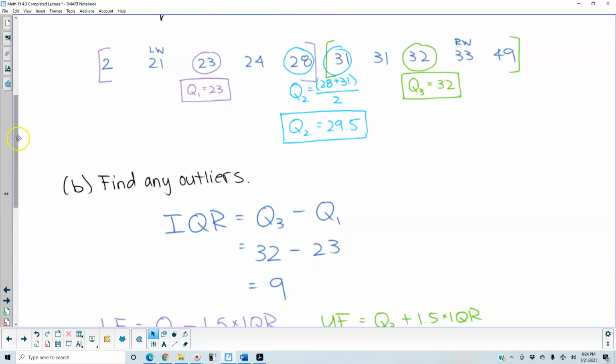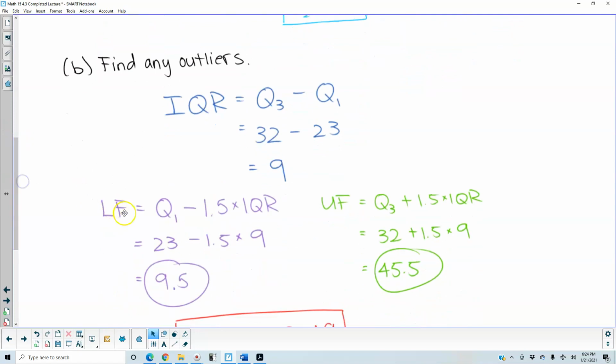And then what this is going to allow us to do is find the lower fence and the upper fence. So the lower fence is equal to quartile 1 minus 1.5 times the interquartile range. So that is 23 minus 1.5 times 9. So therefore 9.5 represents the lower fence. The upper fence is quartile 3 plus 1.5 times the interquartile range. So 32 plus 1.5 times 9 gives us 45.5.